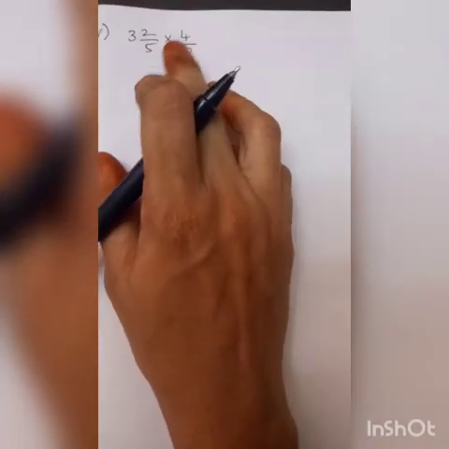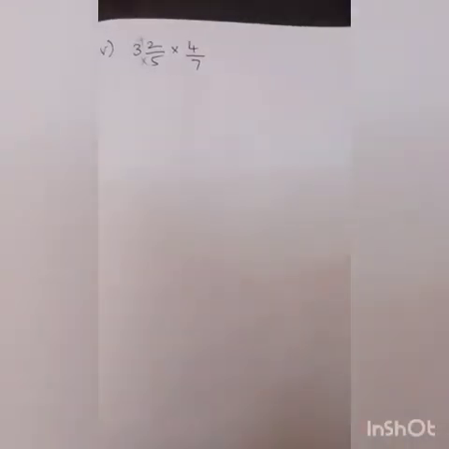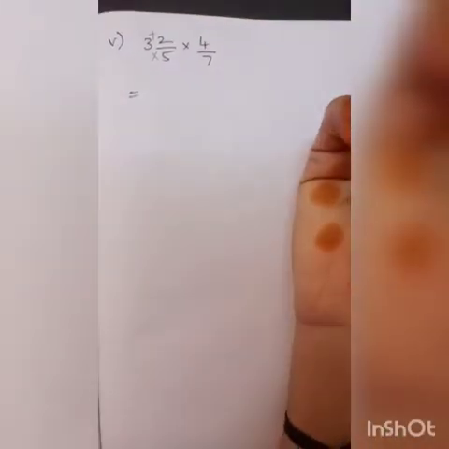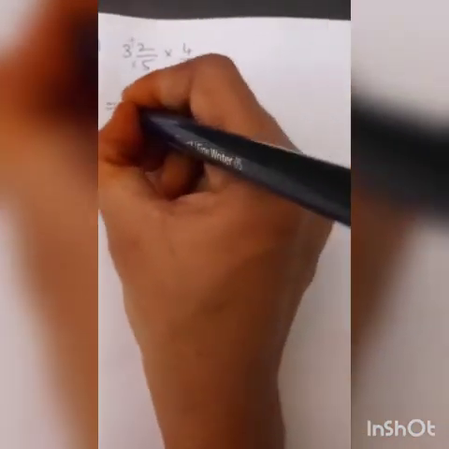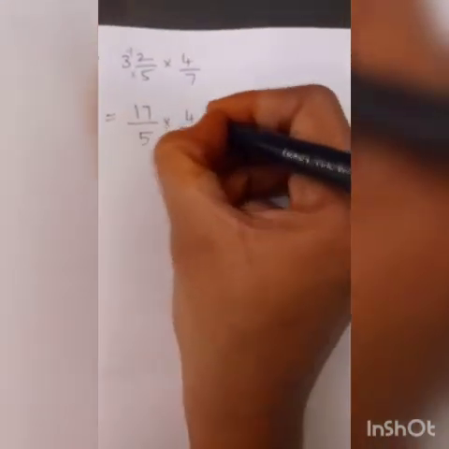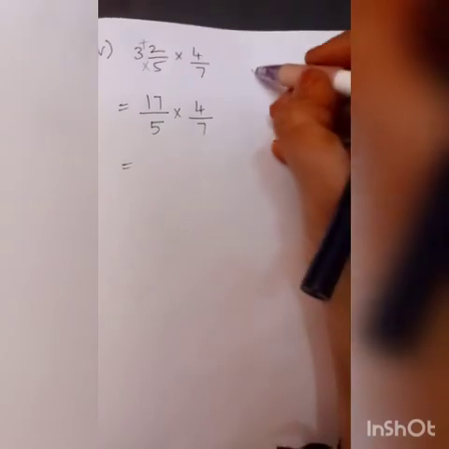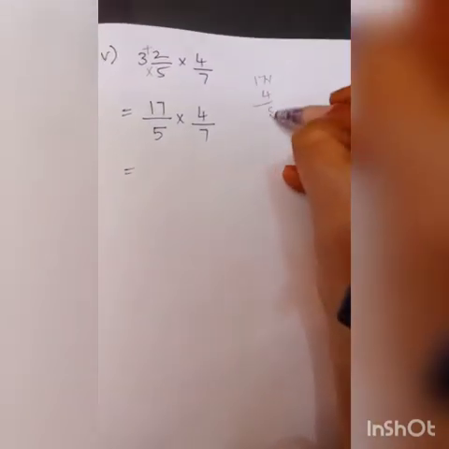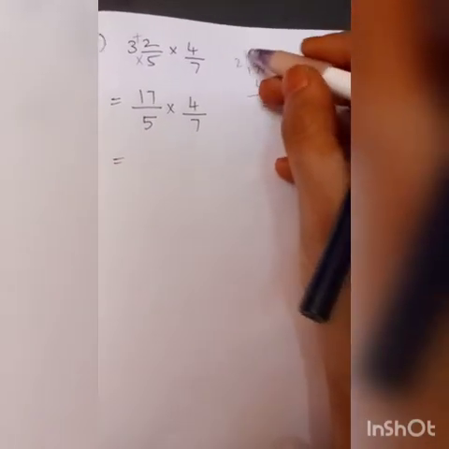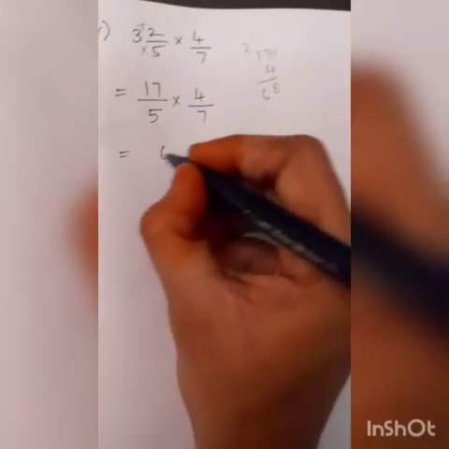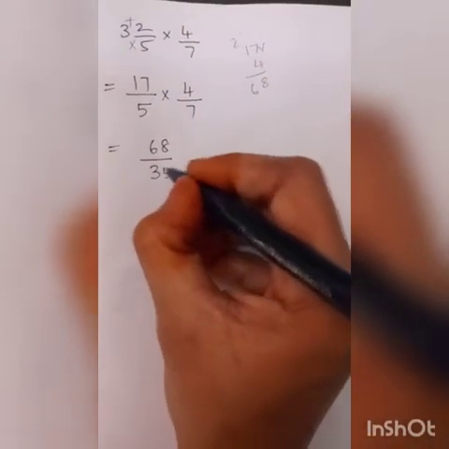Next is your fifth question. 3 2 by 5 into 4 by 7. Multiplication, addition. So now 3 5s are 15. 15 plus 2, 17 by 5 into 4 by 7. Now shall we multiply this? 17 into 4. 7 4s are 28. 4 1s are 4 plus 2, 68. 68 divided by 7 5s are 35.